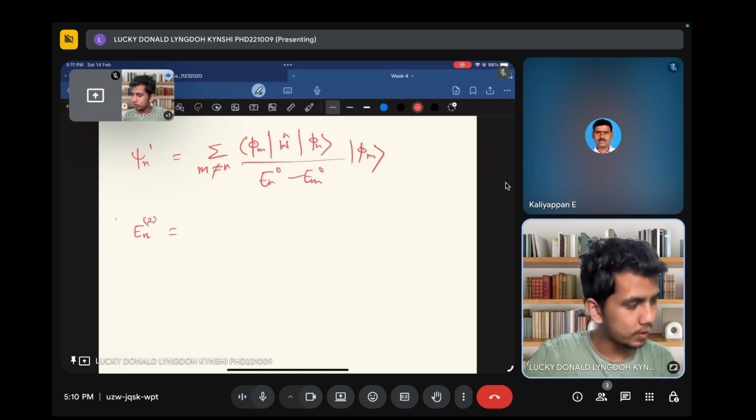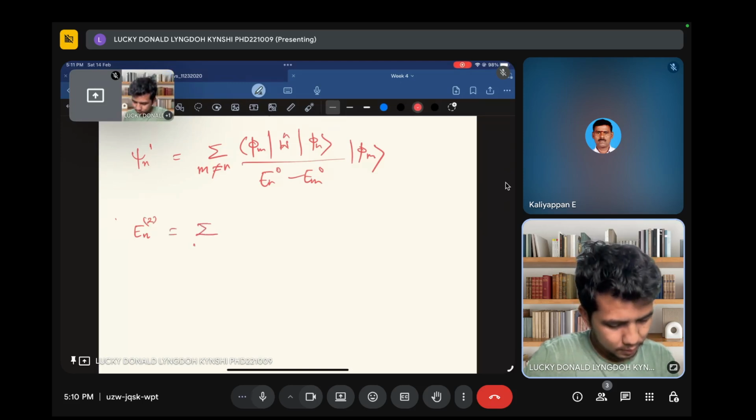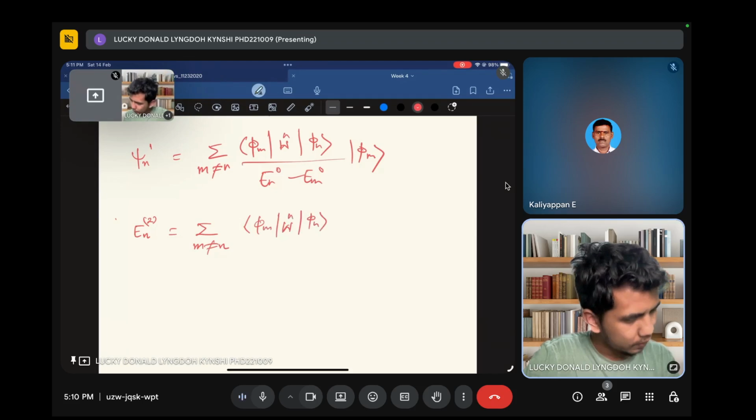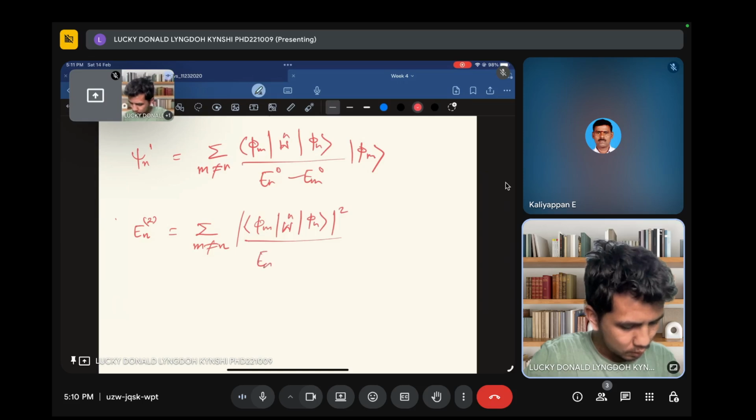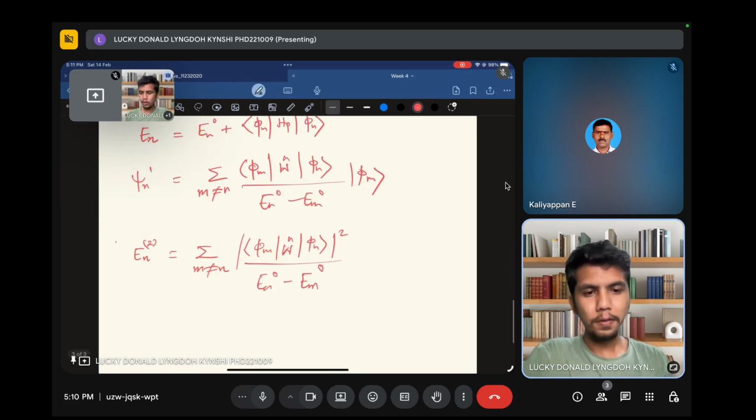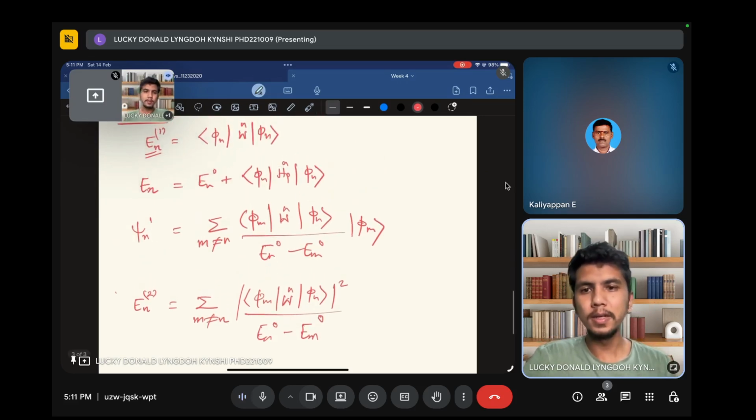Second order correction term is given by, summation over m not equal to n, of the modulus of phi m, W, phi n whole square, divided by En0 minus Em0. Okay, so if a problem is given and there is a perturbation, you have to solve the first order correction term, and if necessary the second order correction term, and so on.